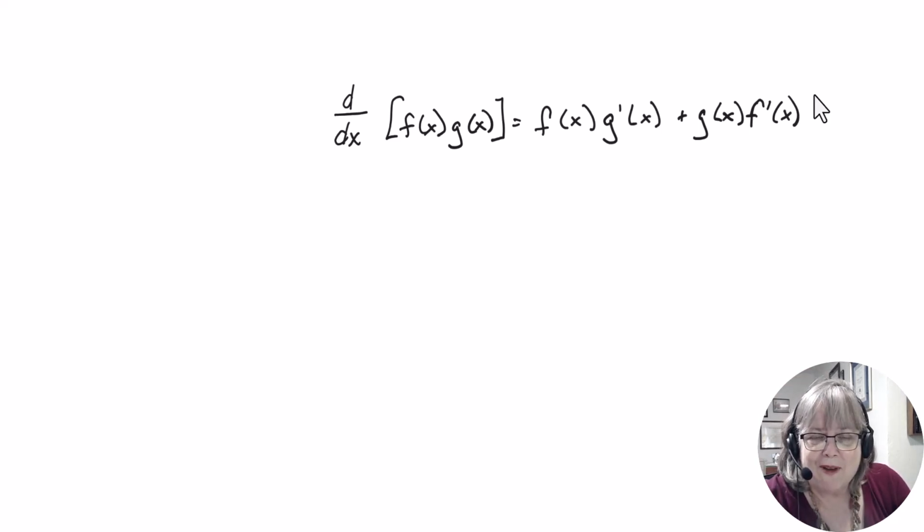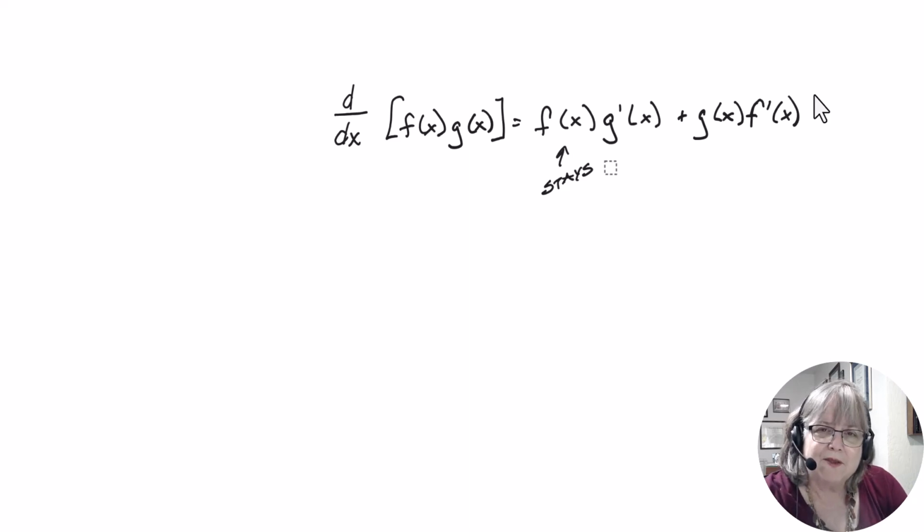It goes like this. If you have f times g, hold f the way it is. So this one is unchanged. So this one stays put the way it was. This one is the derivative. This is the derivative with respect to x of g. So you leave the first one alone, take the derivative of the second, then you leave the second one alone and take the derivative of the first.